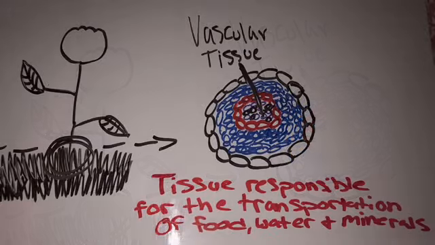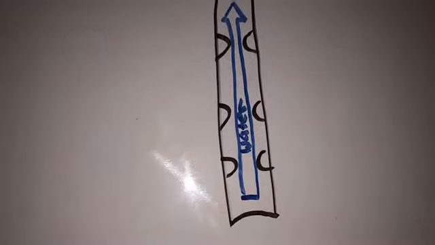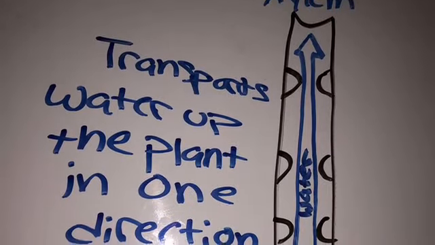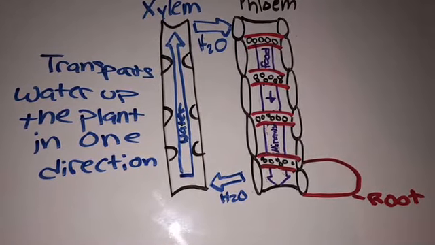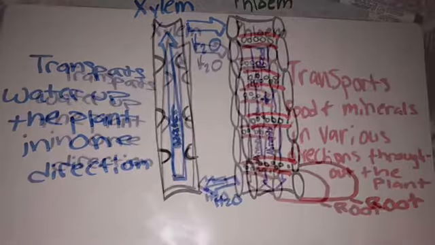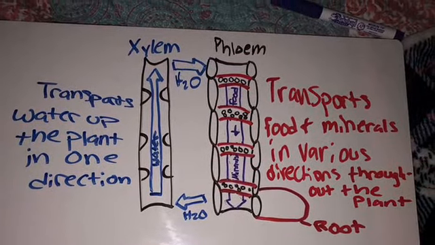Vascular tissue. Tissue responsible for the transportation of food, water, and minerals. Xylem. Transports water up the plant in one direction. Phloem. Transports food and minerals in various directions throughout the plant.